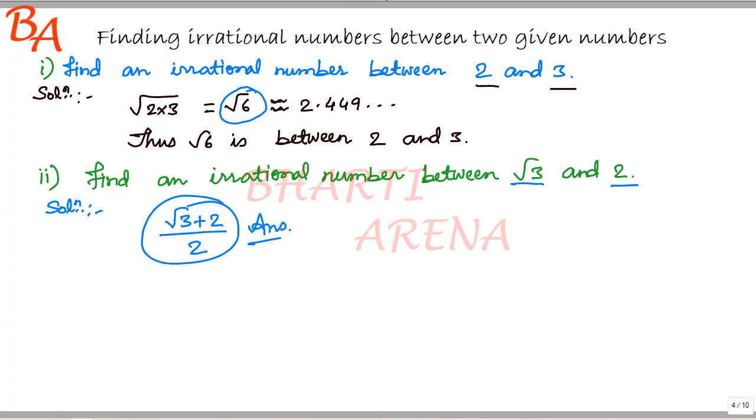But in the case where both are rational numbers, and we have to find an irrational number between those two, then we just multiply those and take the square root of that number. Then we will get the irrational number between those rational numbers.